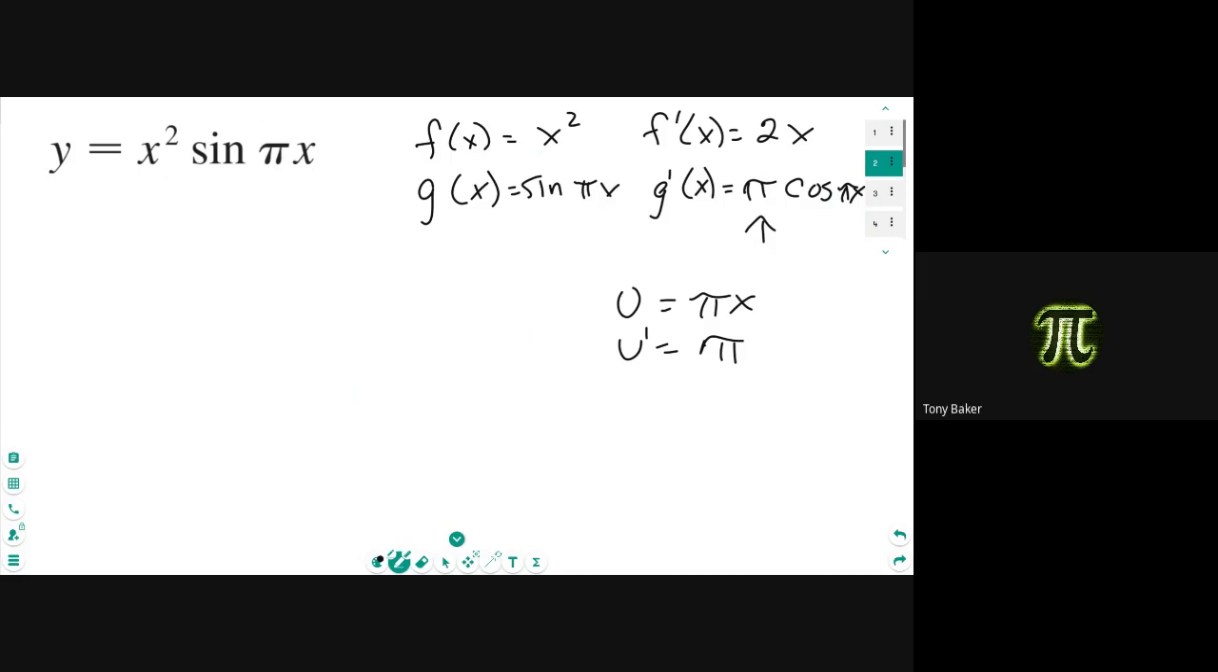Anytime you have just a constant like that next to the x, the constant basically goes out in front of it. And remember, pi is a constant. It's not a variable, so you don't have to do any calculations or anything else with it.